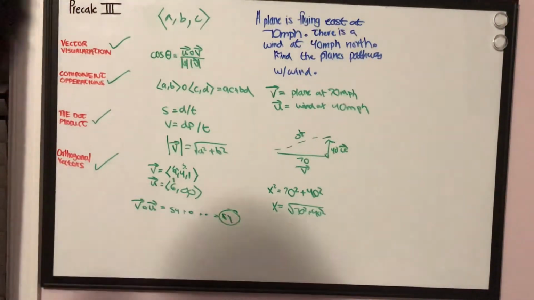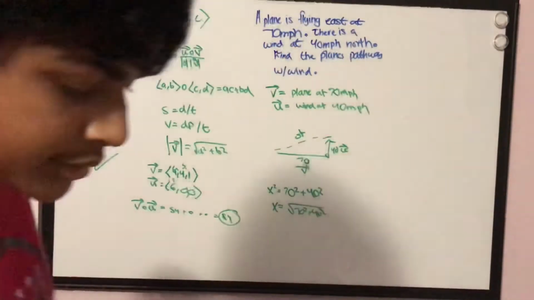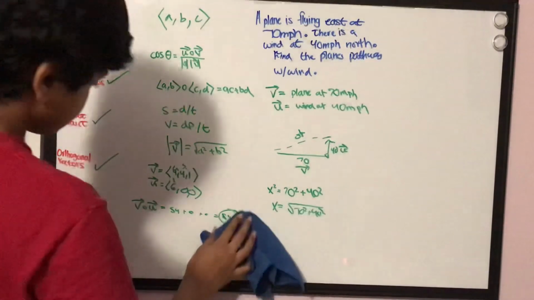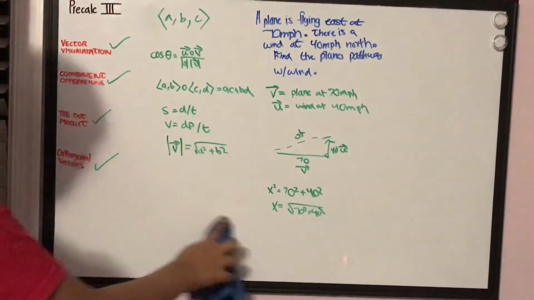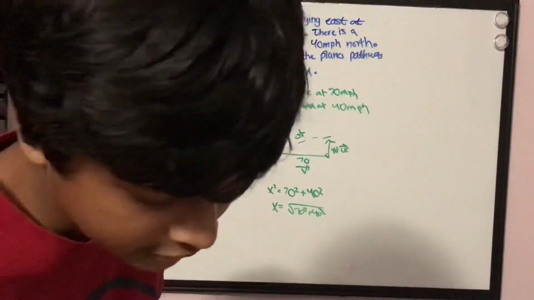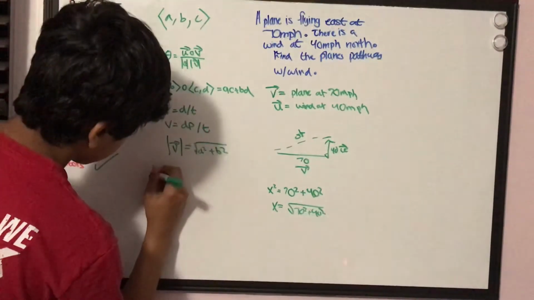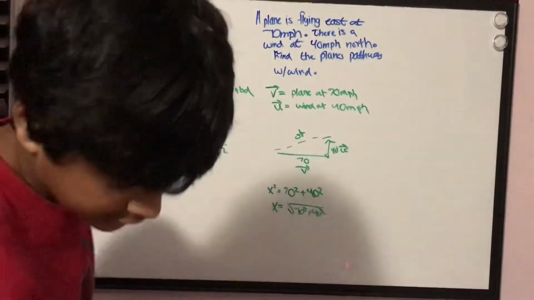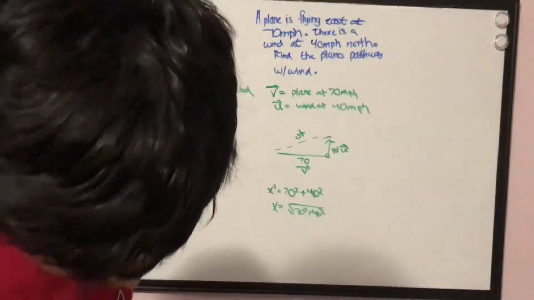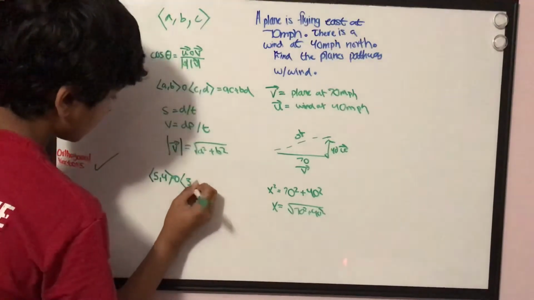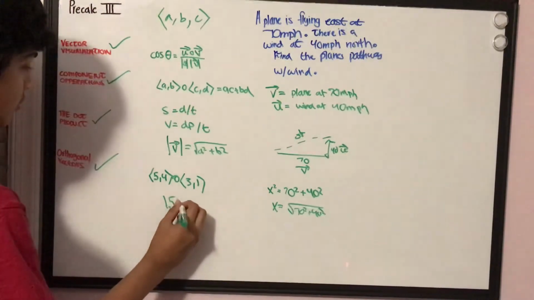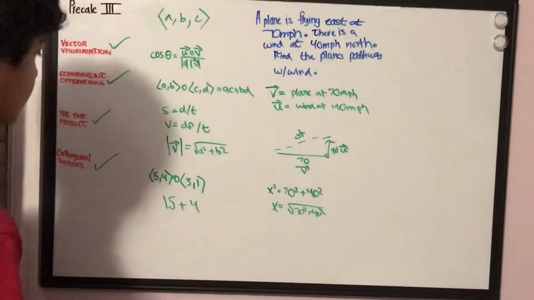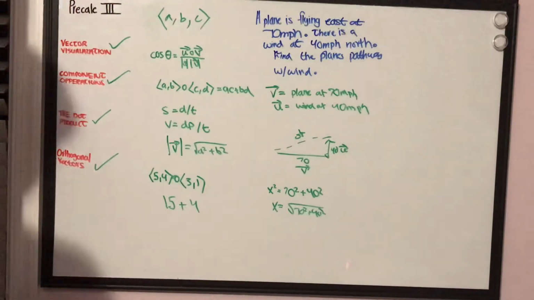Okay, let's do the final problem, I think. There's a really fun one up next, but I'm going to do the less stimulating one first, to leave the fun one for the end. Let's do 5, 4 dot 3, 1. Again, that's kind of simple. That's 15 plus 4, which would be 19.